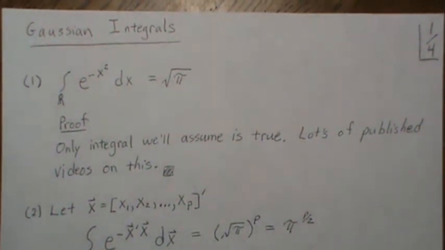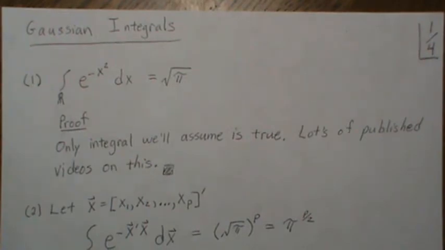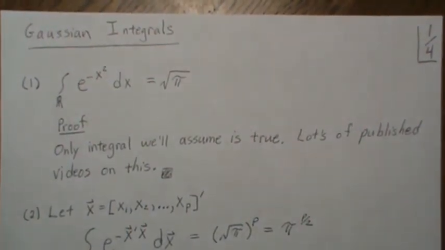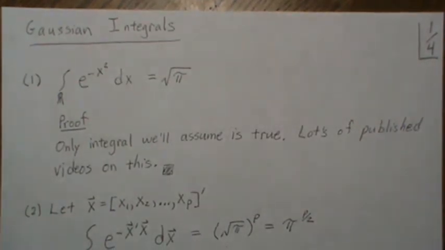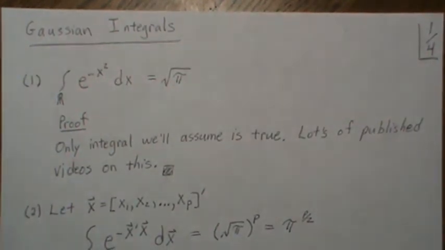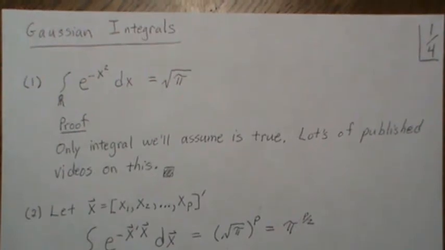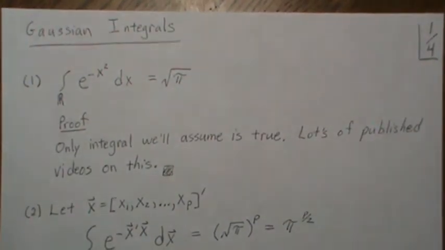Hello, in this video we're going to look at Gaussian integrals, and we're going to start simple and get more complicated. And what's interesting is for our identity 2 we're going to use identity 1 to help us prove it. For identity 3 we're going to use 2 to help us prove 3, and 4 we're going to use 3 to help us prove 4.